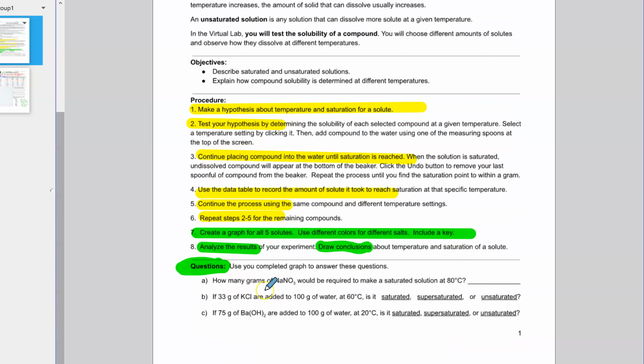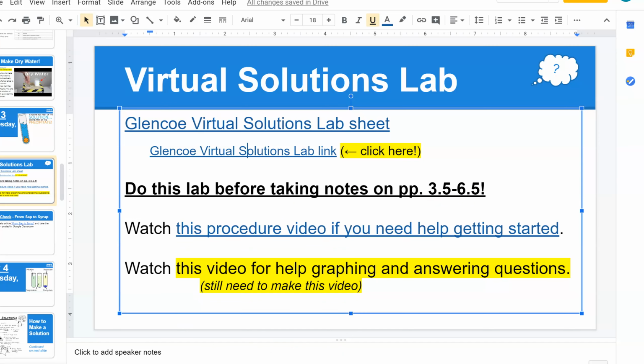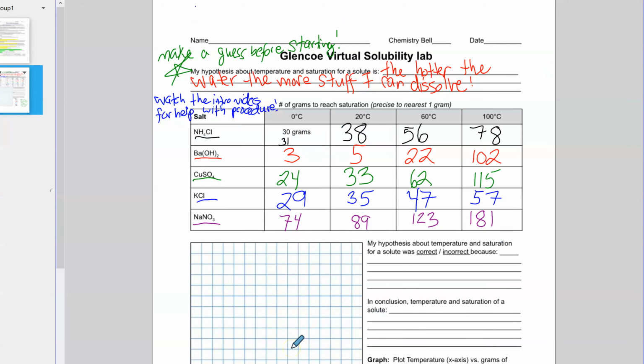Okay, so you should have already read through all the directions. I covered the procedure. And you should have made a hypothesis before you start. If your data table is blank, I want you to stop this video, go back and watch the procedure video. I want you to get all that data yourself, okay? So once you've got this filled in, you can come back to our video and check your numbers.